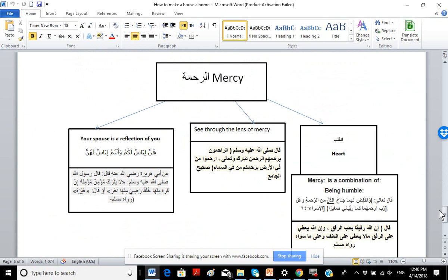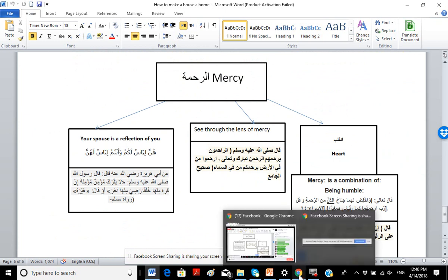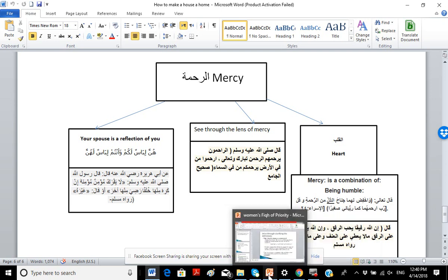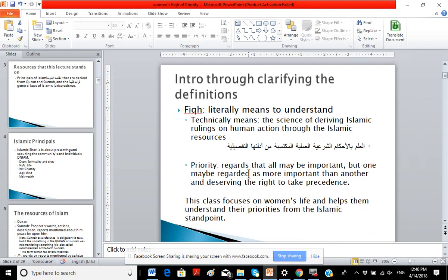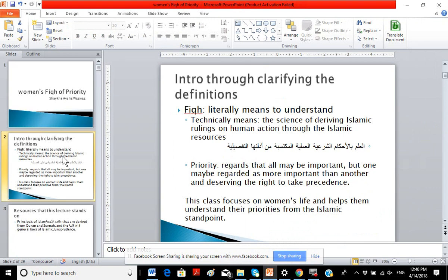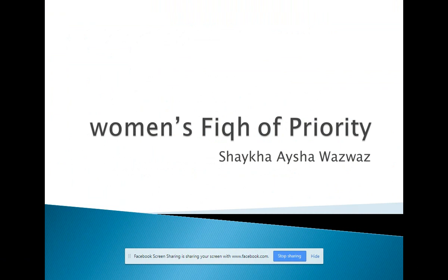And then in segment one, we'll be discussing the math behind these priorities and how they're designed. So this is going to be segment one, inshallah, and we're going to be focusing generally on these PowerPoints. To start, when we say women's fiqh of priority, we're going to be taking every single word in order to explain it. We discuss the issue of women, what we mean, and which women are going to be discussed in this class.